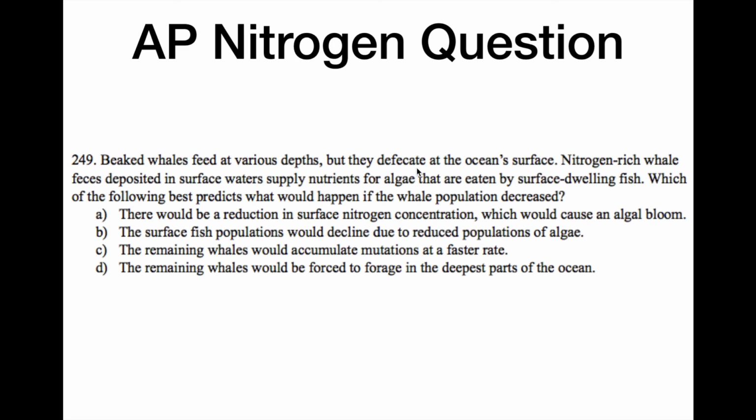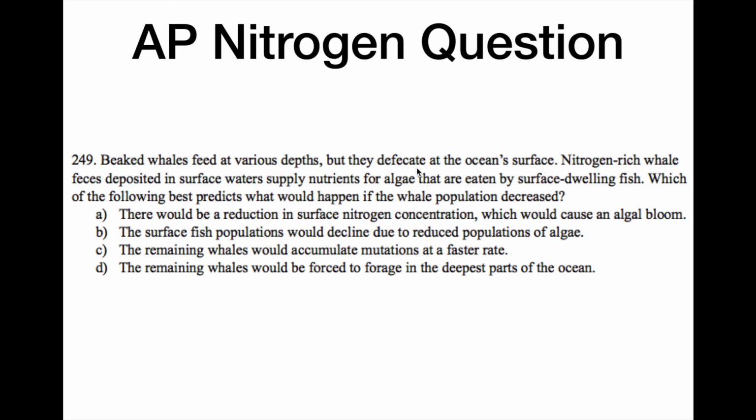A says there would be a reduction in surface nitrogen concentration, which would cause an algal bloom. Well, if you're losing nitrogen, that wouldn't cause anything to bloom because they need the nitrogen. B says the surface fish populations would decline due to reduced populations of algae. That's kind of got the whole relationship backwards. No, the surface fish, not talking about the beaked whales. Potentially, let's see what our other answers are. C says the remaining whales would accumulate mutations at a faster rate. Not necessarily. D, the remaining whales would be forced to forage in the deepest parts of the ocean.